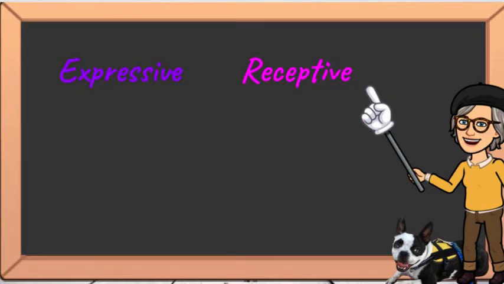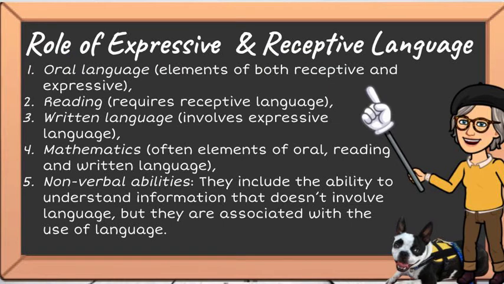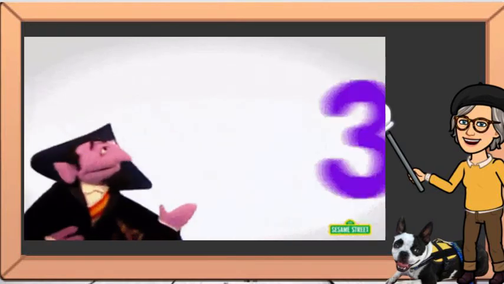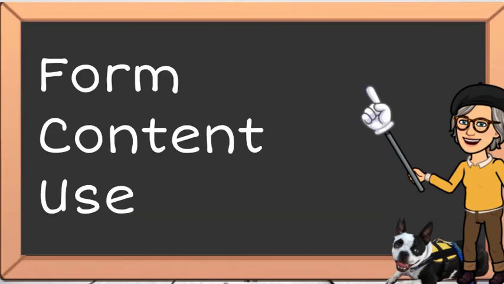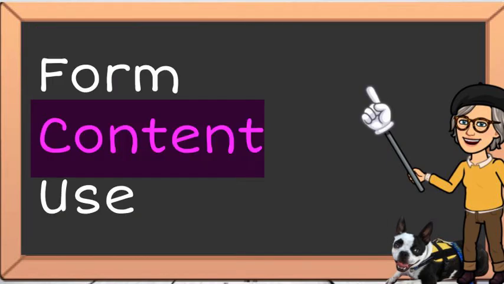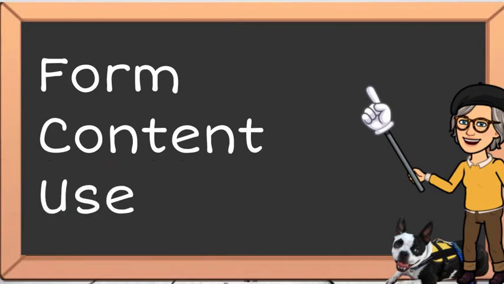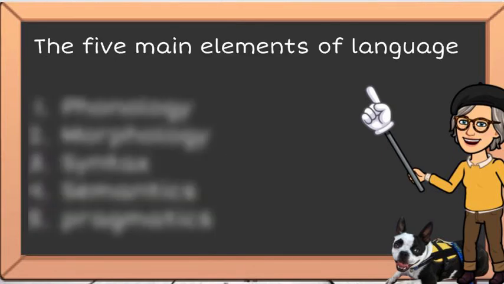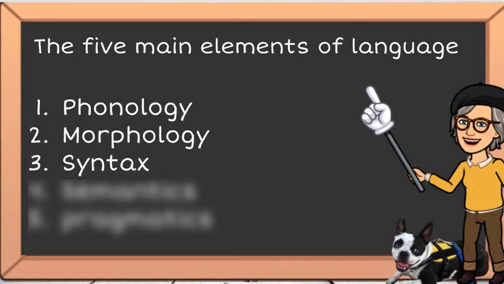All right, the role of receptive and expressive language are as follows: oral language, reading, written language, mathematics, and nonverbal abilities. Bloom and Leahy identified three major component categories of language. These are language form, language content, and language use. And then these are further categorized into the different elements of language. We're going to look at 5 main elements of language, and these are phonology, morphology, syntax, semantics, and pragmatics.